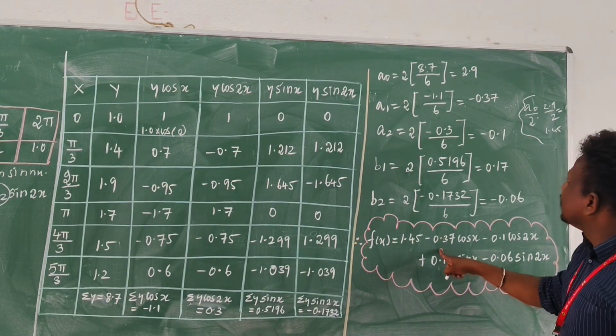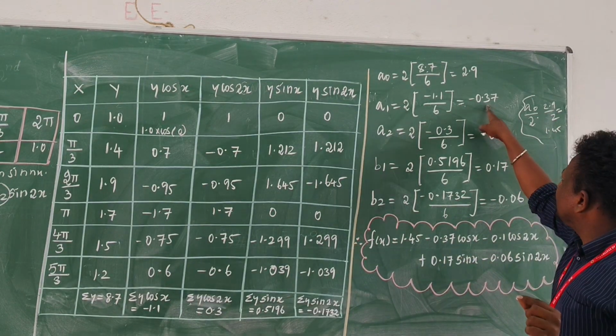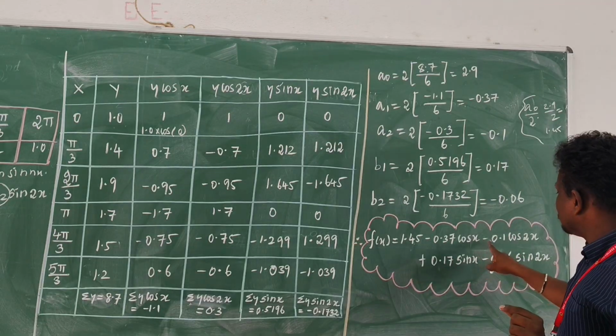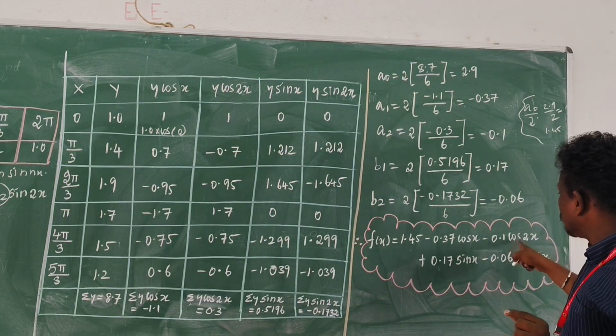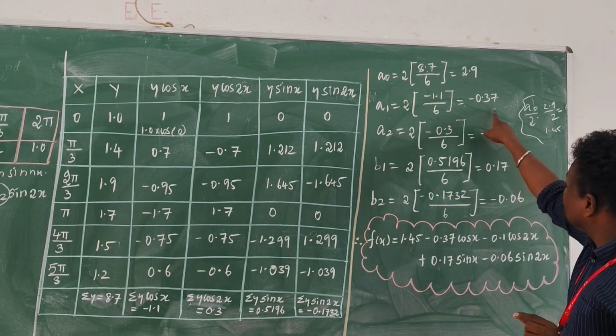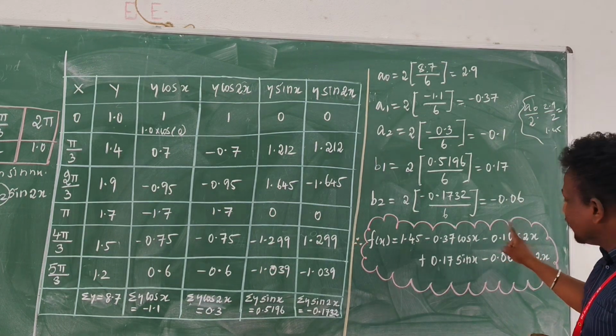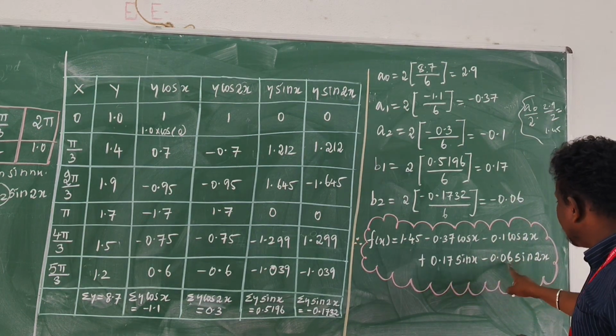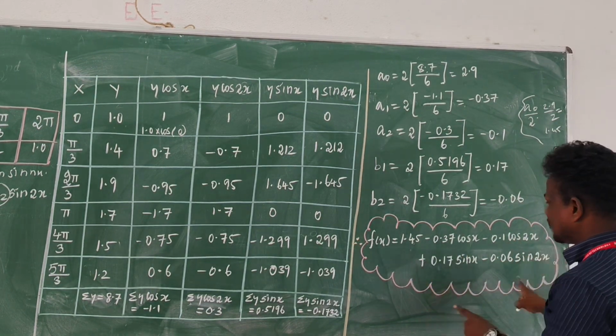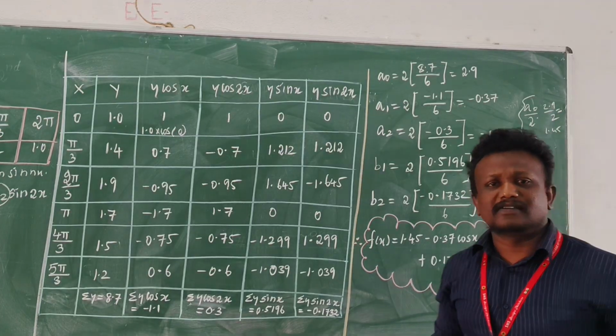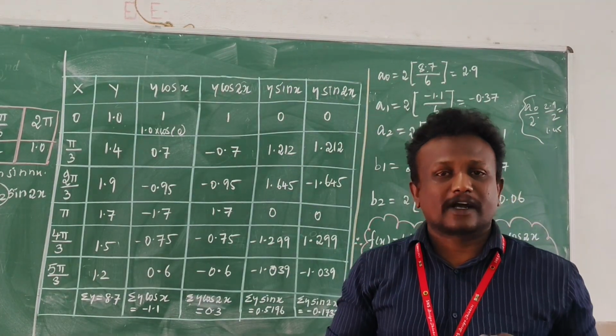Next, let us come to A1. A1 value is this one and cos x, minus B1 value is this one and cos 2x. Then, sorry, A2 value is this one and cos 2x. Then B1 value is this one and B2 value is this one. After substituting all these, your solving process is over. This is what we require.